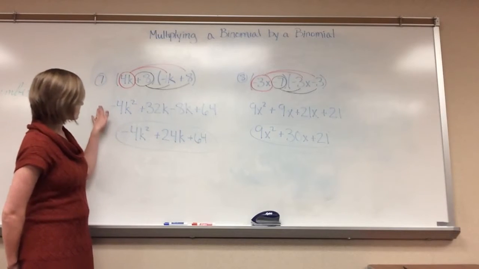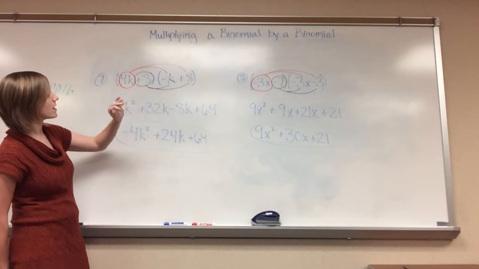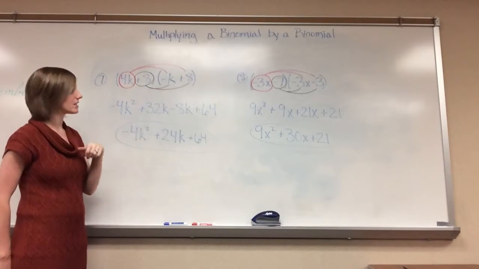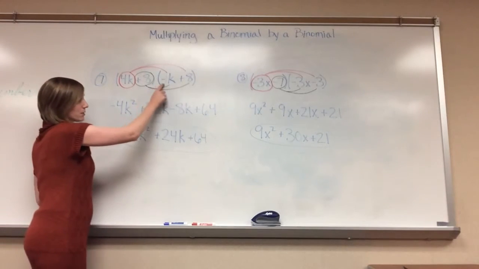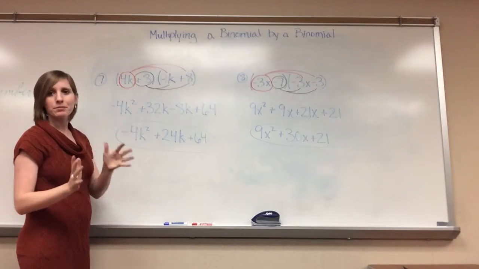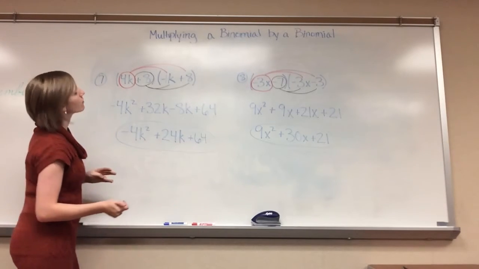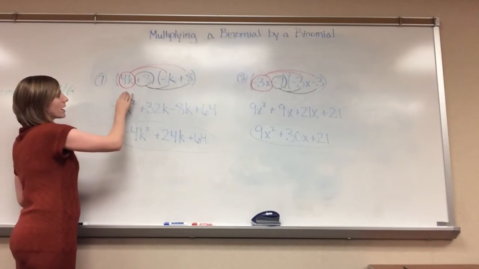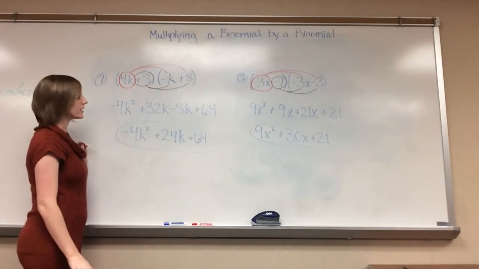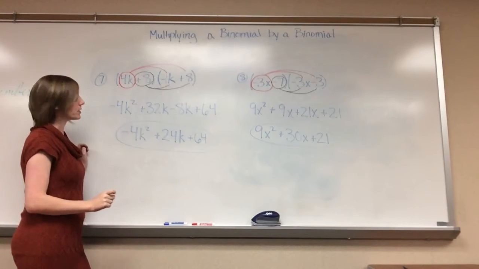Okay, for problem number 7, we have 4k plus 8, and we're multiplying that by negative 1k plus 8. The first thing I did was go ahead and put that 1 by the negative k. It just helps me remember that I'm multiplying by negative 1. So from there I multiplied 4k times negative 1k. I got negative 4k squared. Don't forget to add the exponents.